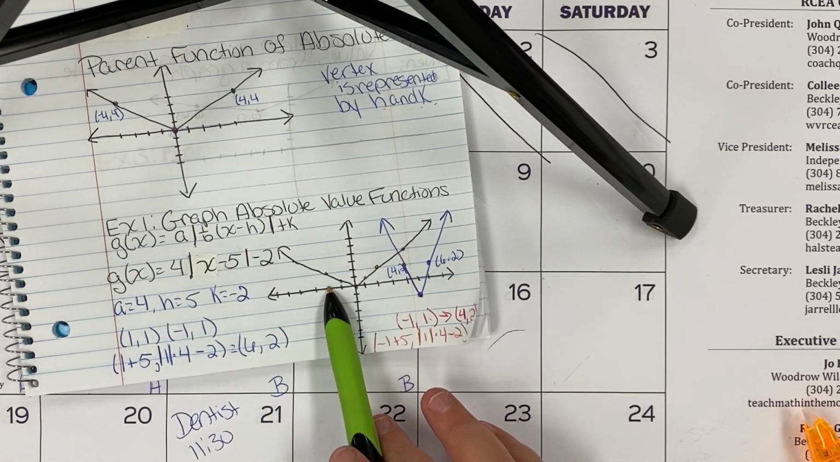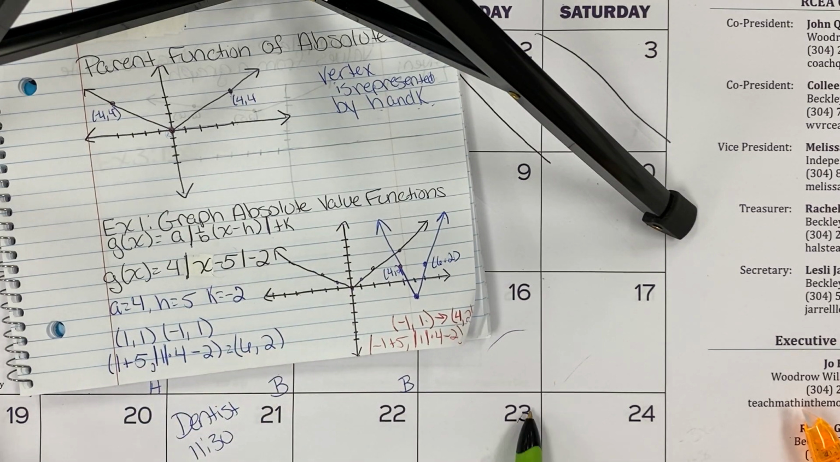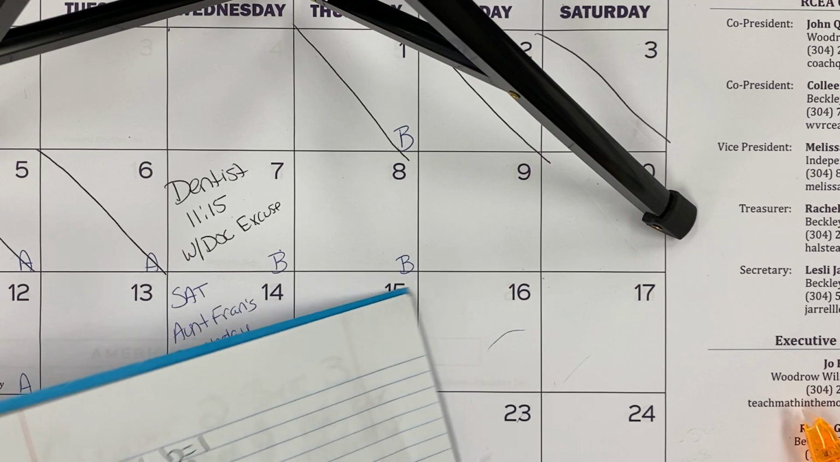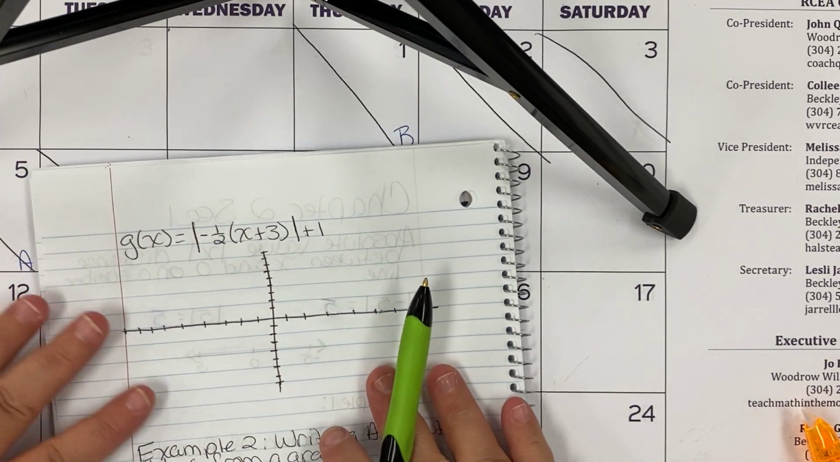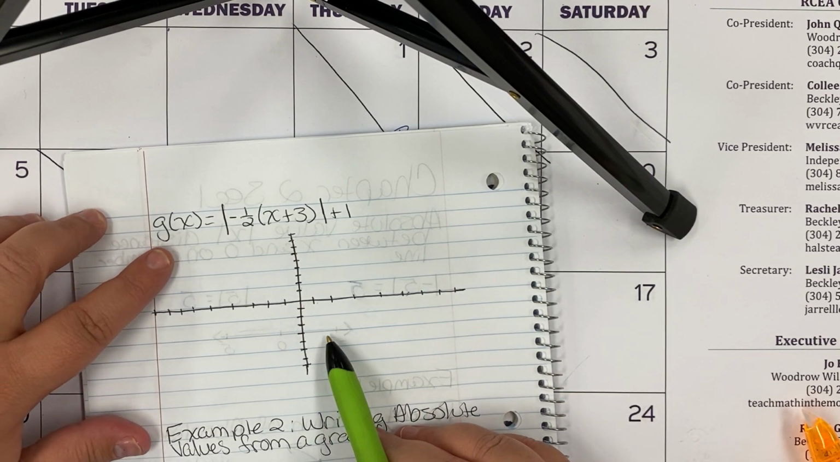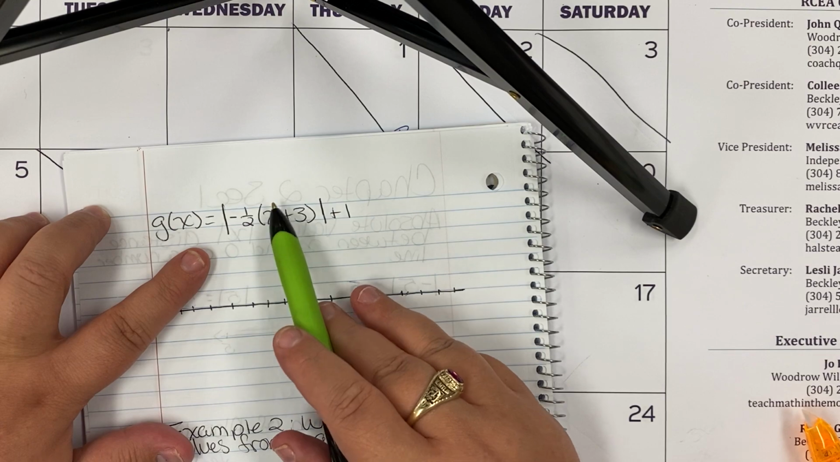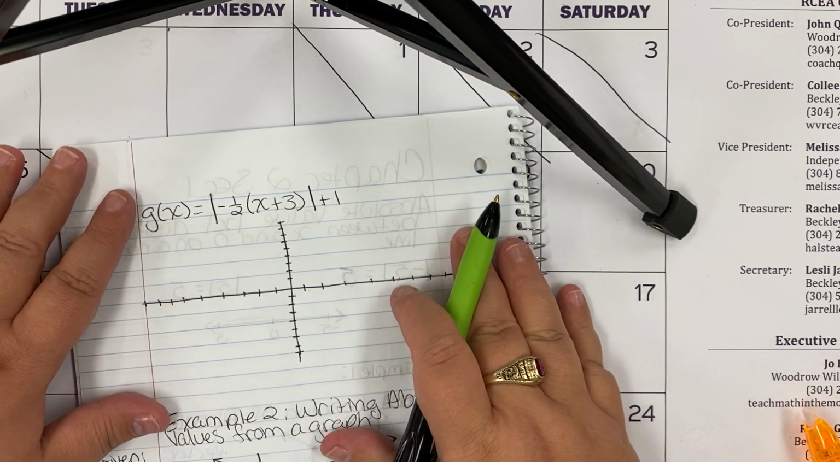So this was your parent function. This is your function g of x, that g of x function. So let's do another one. This time I have g of x equals the absolute value of negative 1 over 2 times the quantity of x plus 3, plus 1.